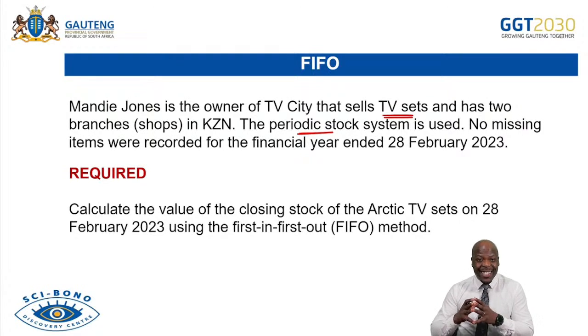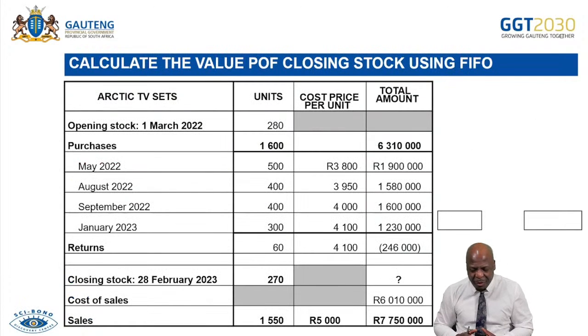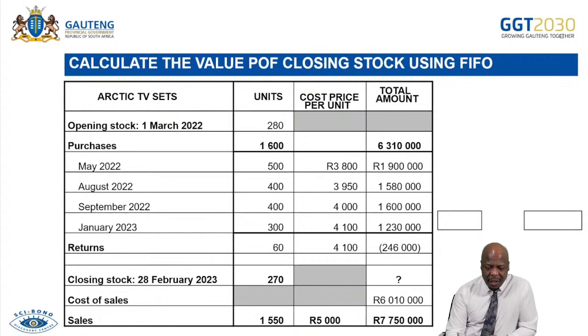Do you want to see the information? Okay, let's go and look at it. Here's the information that we were given. We are given here our opening stock. So our financial year begins on the 1st of March 2022. This is the beginning. And the financial year ends, as you see here. Now we have closing stock. This is where the financial year ends on 28th February 2023. And we have 270 units.